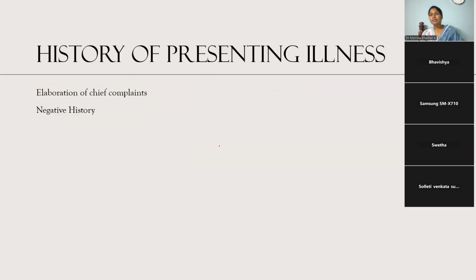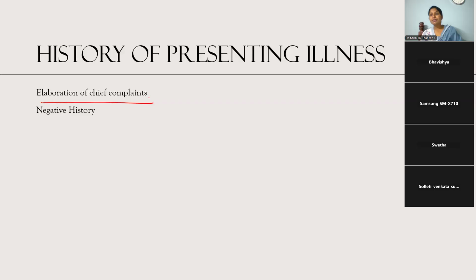So next, coming to the history of presenting illness. What is important in history of presenting illness? We have to elaborate the chief complaints. For example, if she has come with pain abdomen, you have to tell she had pain abdomen, insidious in onset, gradually progressive, localized to the lower abdomen. Is it intermittent or continuous? Is it dull aching? Is it radiating? What are the aggravating factors? What are the relieving factors? All these are important with respect to the chief complaints and whatever symptom she has come with.